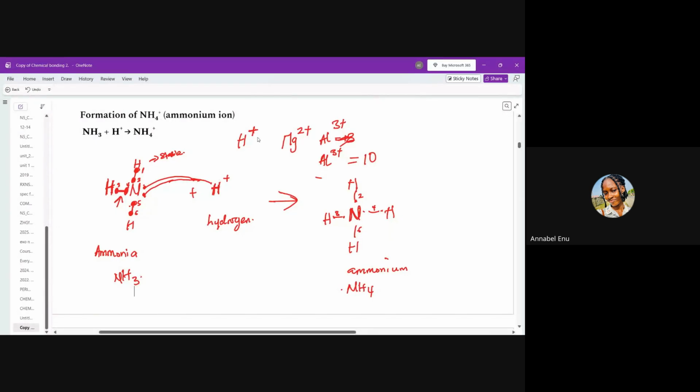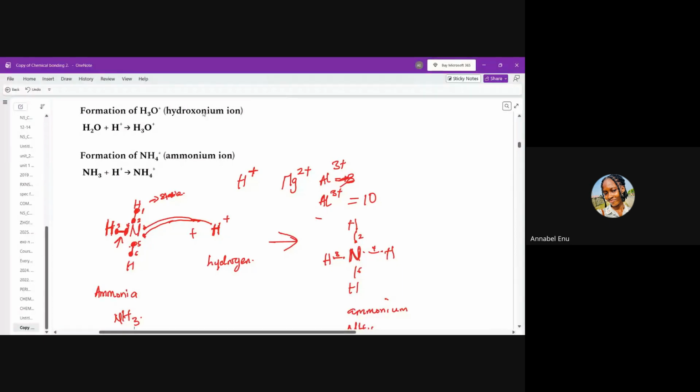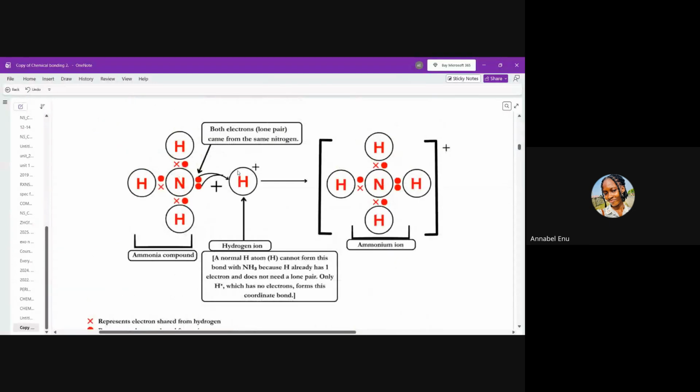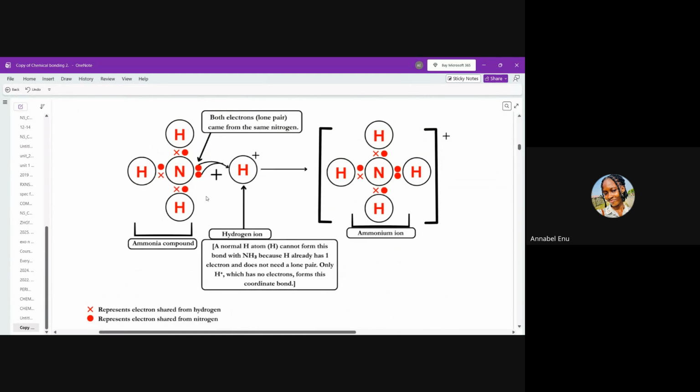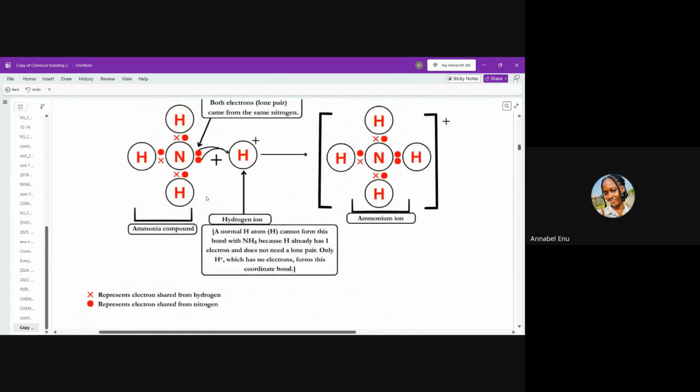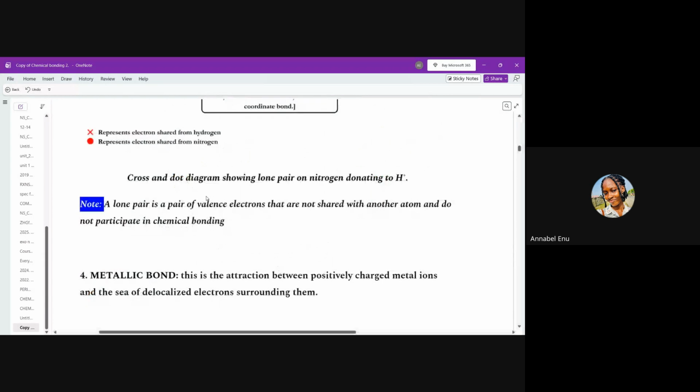The same thing we can do for hydronium ion. Now this is the process here. The contribution is coming from only one atom, the nitrogen, and all hydrogen has to do is to participate, to just share. It's not contributing anything.